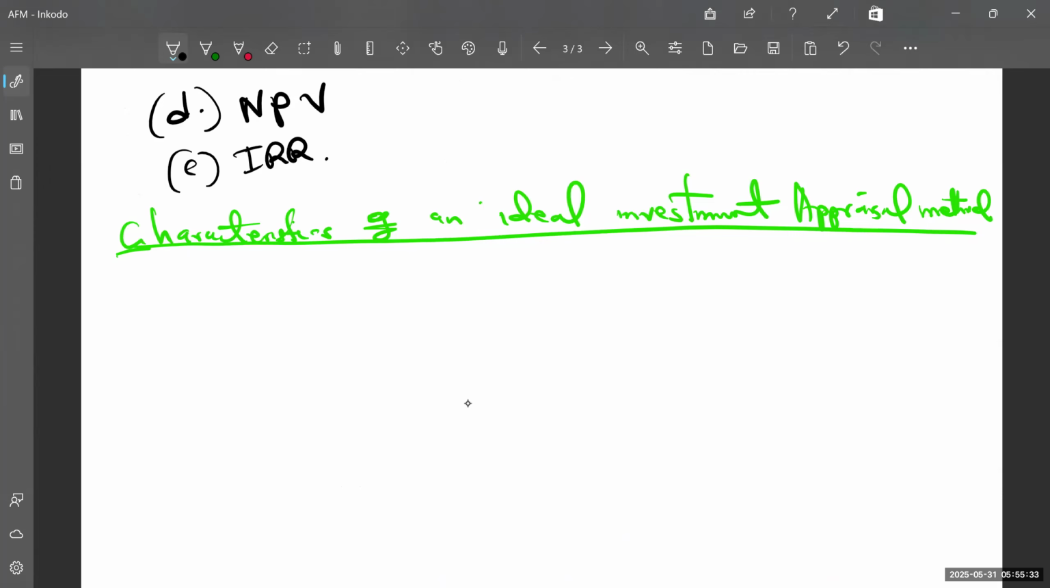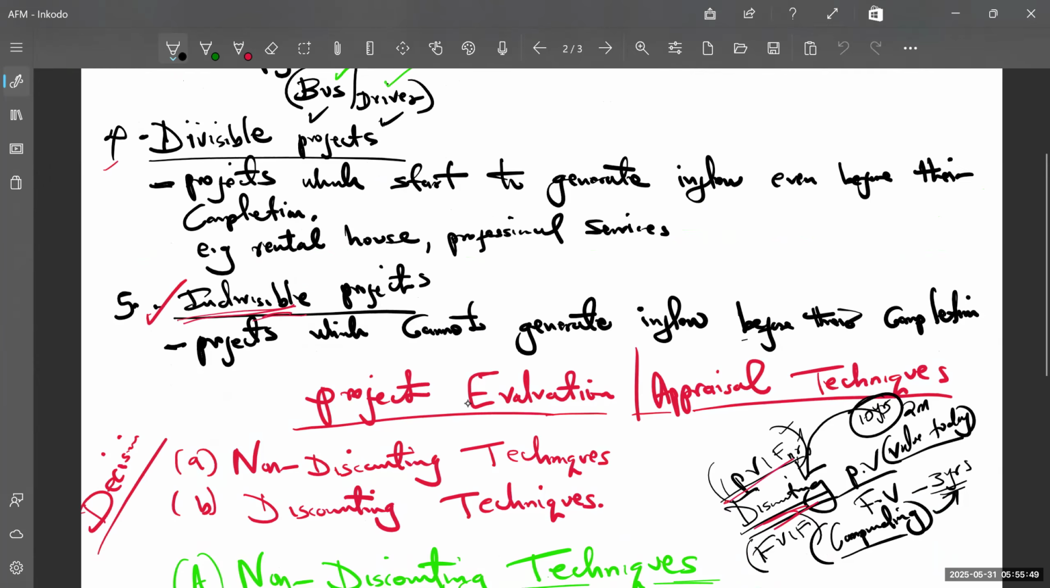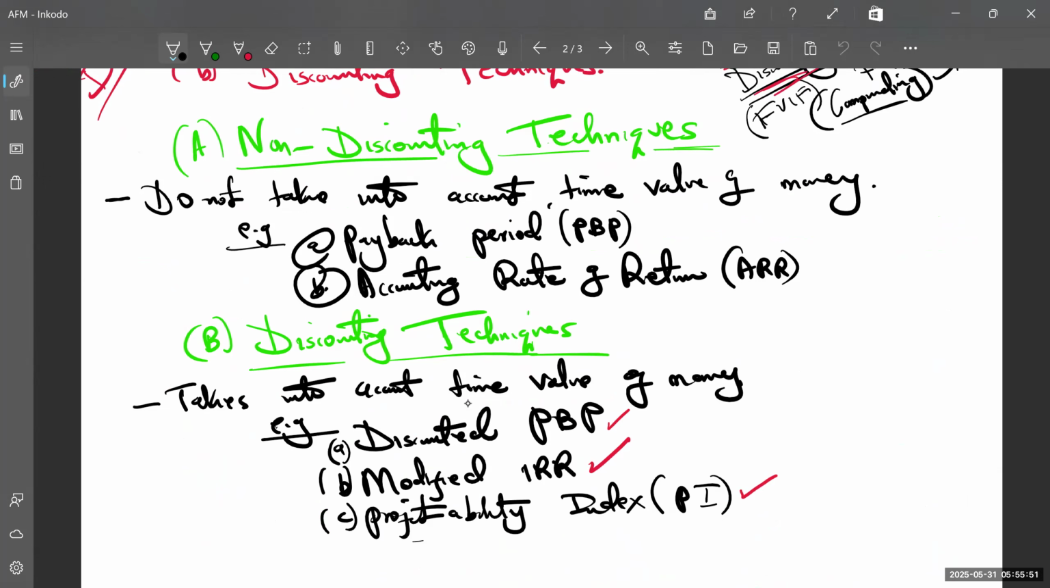Number one, whatever method you want to choose to evaluate a project, remember, it needs to take into account time value of money. That takes us back to the major categories of techniques. We have non-discounting and discounting. So when you talk about the best method to use to evaluate, remember, time value of money is important. That already brings a hitch on non-discounting techniques because they do not take into account time value of money. So discounting techniques are more preferred in that case.